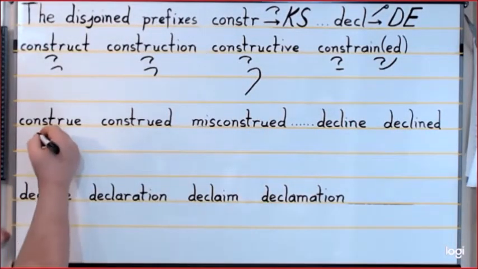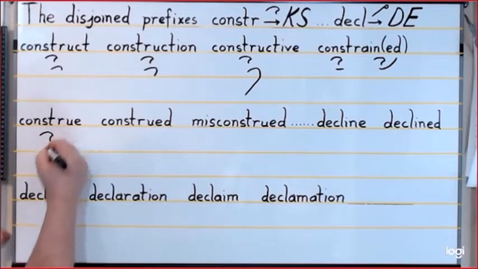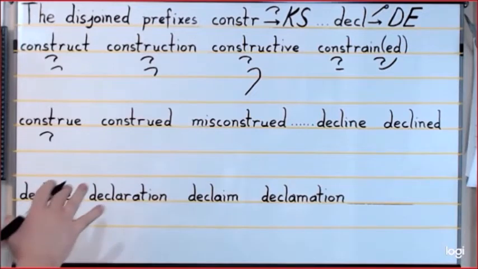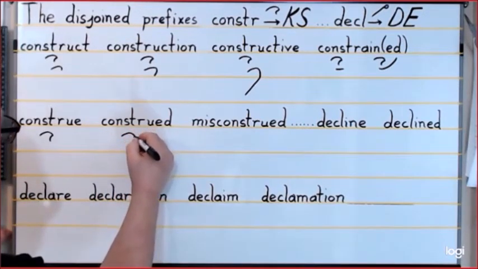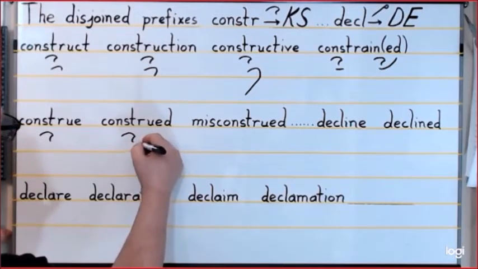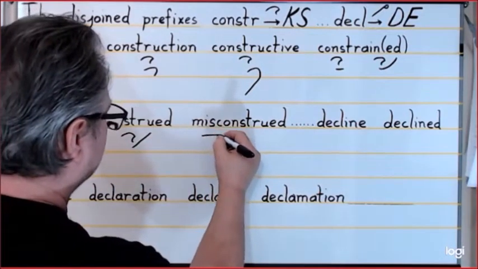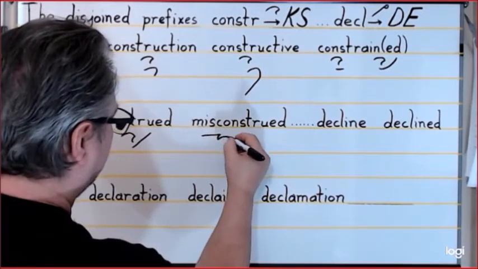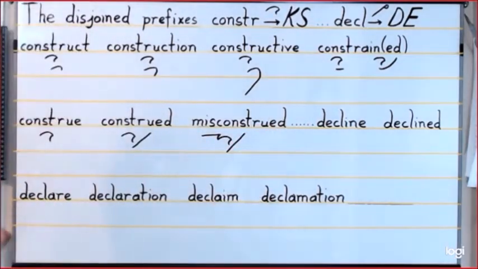For construe, this is simply just a K and an S above the line. For construed, it is K, S, and then a separate D. For misconstrued, we'll simply write the M, S, and a K, S, and then a D for the past tense.